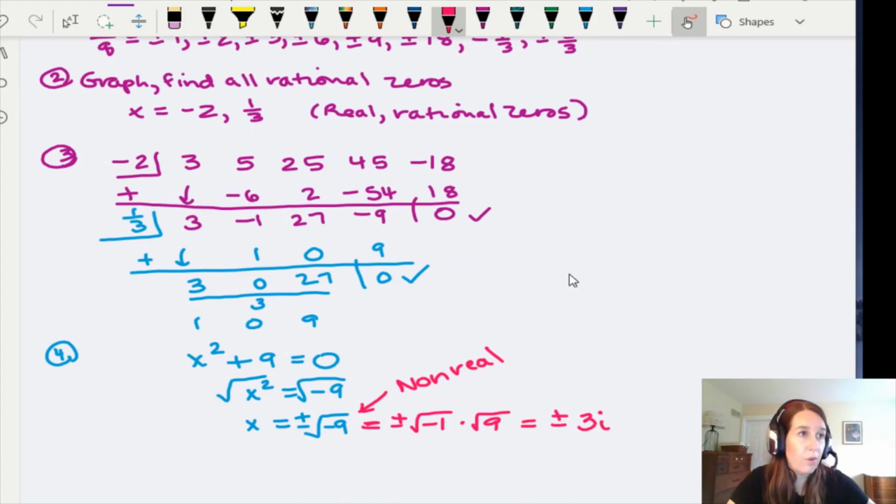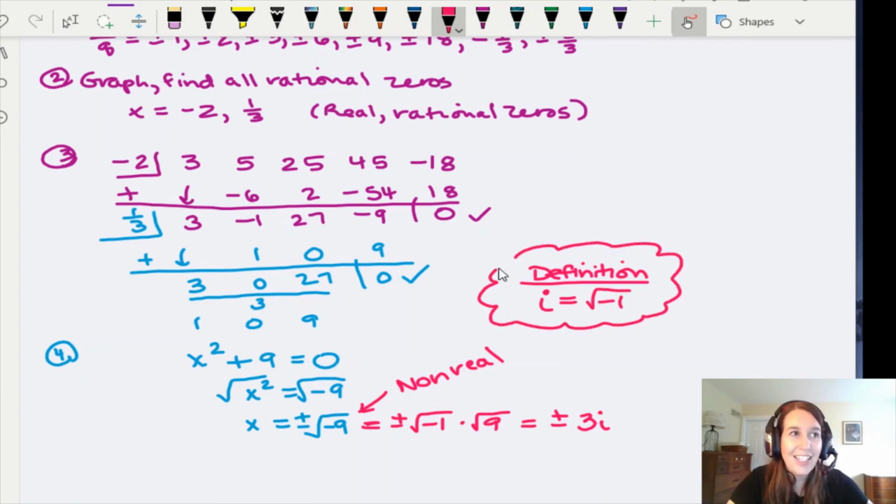Okay, and so we're going to put a little definition up here. My favorite kind of definition, no words, just math. i is equal to the square root of -1. Okay, it's like it can't exist until you define it. So now that we've said, hey, the square root of -1, it's just always going to be i. So now these are the other two zeros, not real zeros, but zeros.